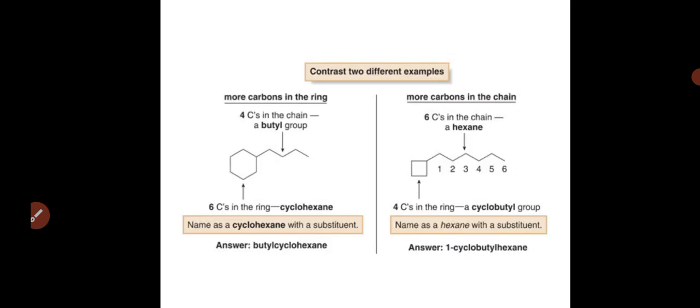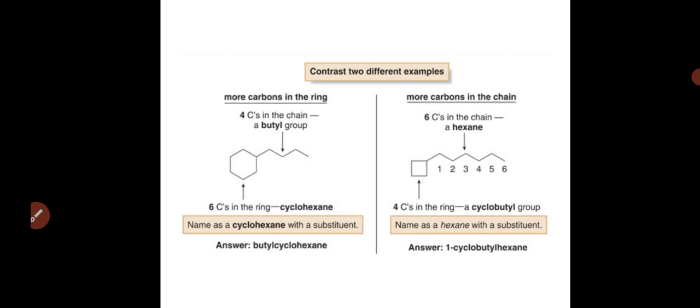So now look at this. We have two different examples to contrast. More carbons in the ring, and 4 carbons in the chain, a butyl, and 6 carbons in the ring. This one is just a straight chain. So this one is butylcyclohexane. But look at the other one.